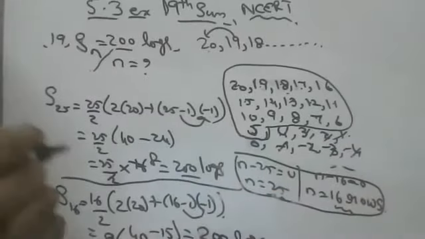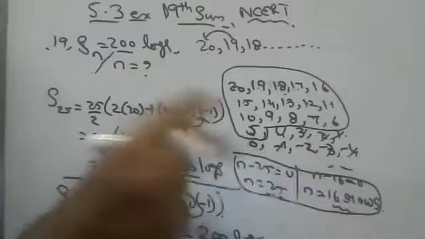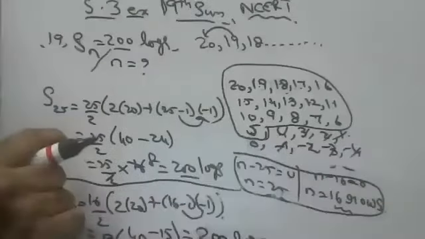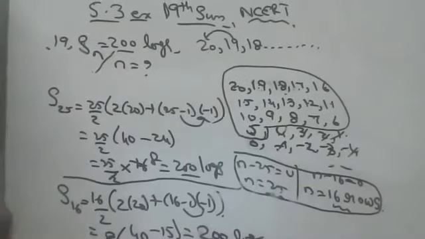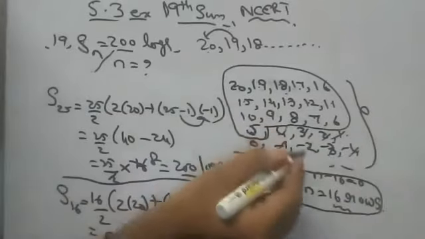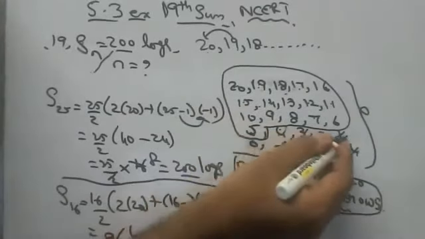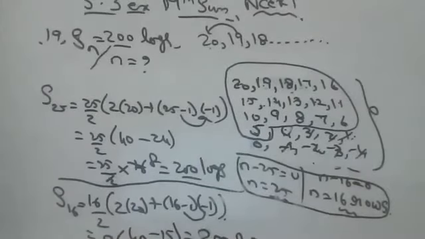How will it come, children? It won't come. But why did we get two answers? Because like this, if you add also, you will get 200 only. But if you cancel, again this is also 200. That's why we got 200 as the answer. You should understand this carefully, because 25 or 16, same answer, because it's getting cancelled, children.